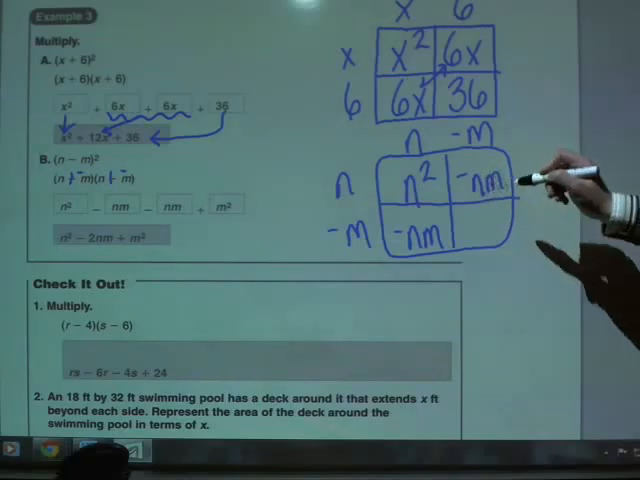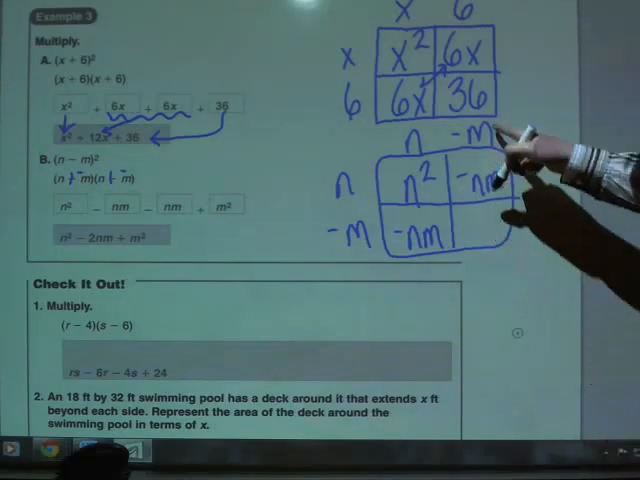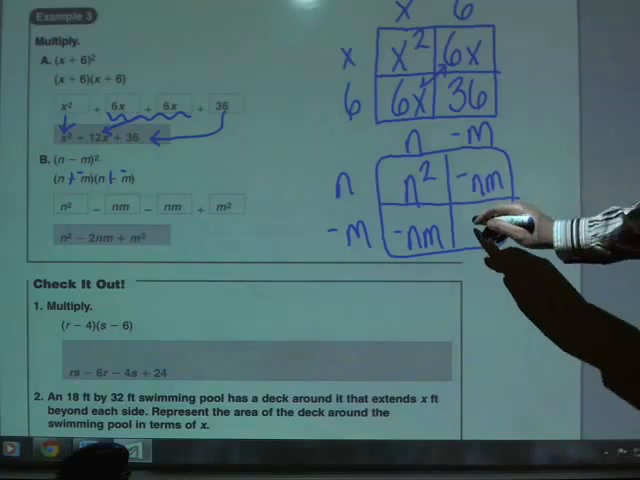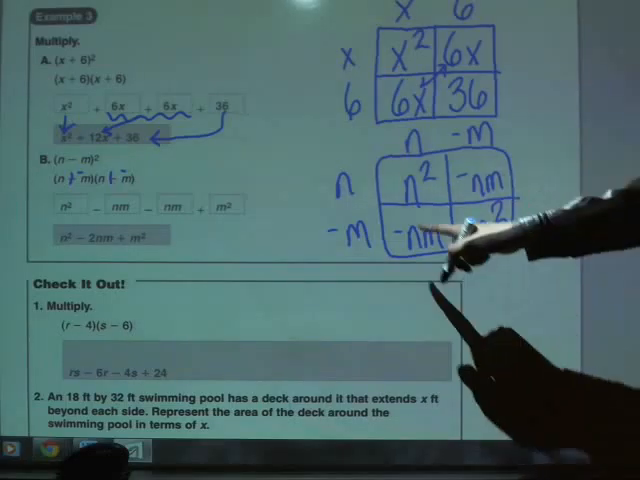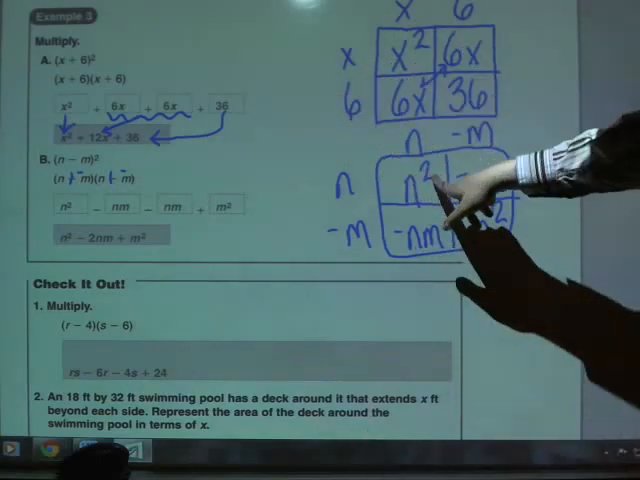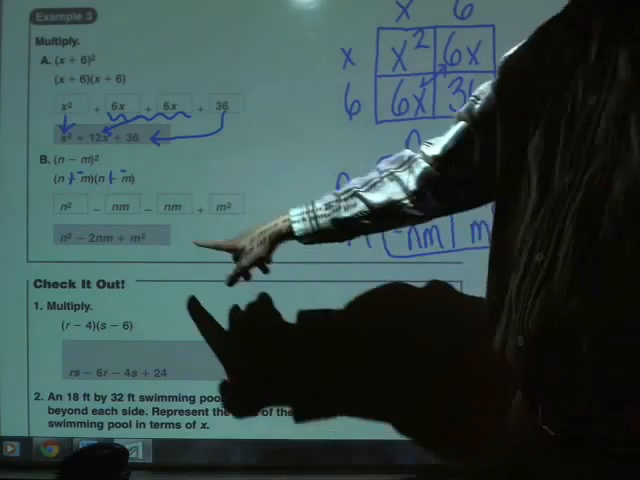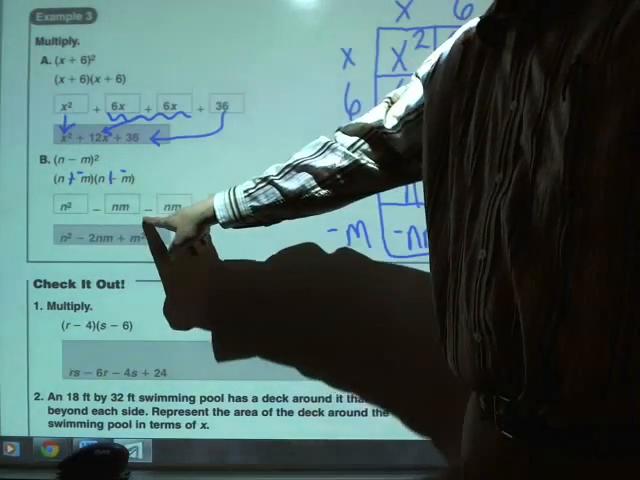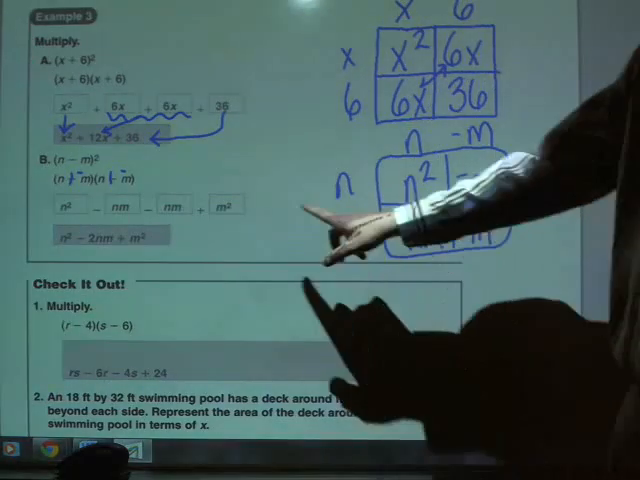Another negative nm. If this box here has negative m above it and negative m to the left of it, well, remember, a negative times a negative is a positive, and the m and the m, using the product of powers rule, we add the exponents even though we're multiplying, and that's going to give me m squared. So now I'm going to put all these together, and it's going to look just like what you see over here. You've got n squared plus a negative nm, or you can write minus nm, plus another negative nm, or minus nm, plus m squared.